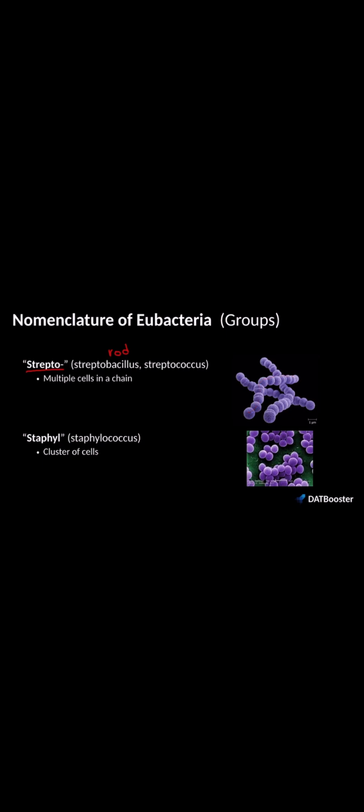Another type of grouping is a cluster of bacteria, and that is known as staph. So when you have staphylococcus, that's a cluster of spherical-shaped bacteria. So right here, this is staphylococcus.